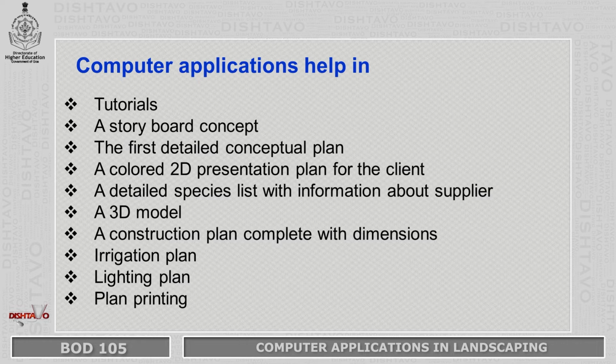Next, we see how computer applications are actually helping. They have modules or tutorials, a storyboard concept where they can plan out everything, a first detailed conceptual plan, a color 2D presentation plan for the client, a detailed species list with the information about the supplier, a 3D model, a construction plan complete with the dimensions of that landscape, an irrigation plan or how the water will be available in that landscape, a lighting plan at night time, how the lighting would be done in that area, and plan printing, that is at the end how the plan will look on the paper.